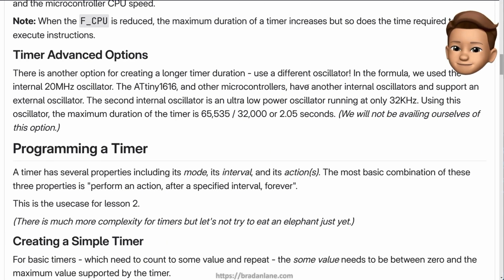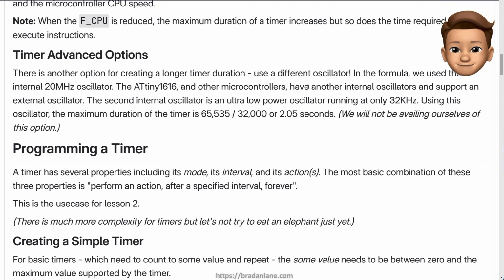The AT-Tiny1616 has multiple clock references. We're using the 20 megahertz internal oscillator. There's also an ultra-low power oscillator running at 32 kilohertz. If you were to use this oscillator, then the duration or the amount of time you'd be able to measure is significantly larger.